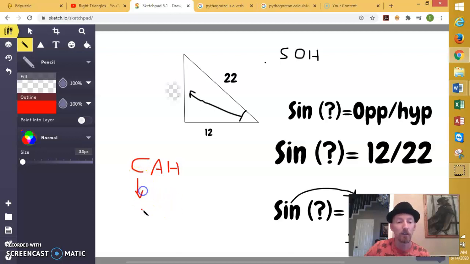So in that instance, I'm going to use, oh my gosh, I cannot write with this. I'm going to use cosine. So depending on what sides you have, that will dictate which trig function you use. But thankfully, we only have 3 trig functions.